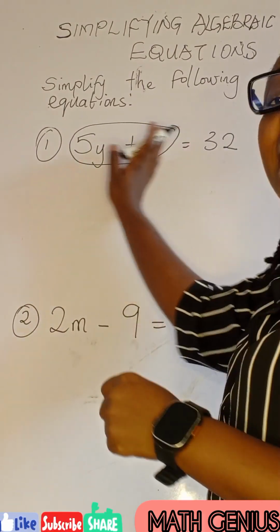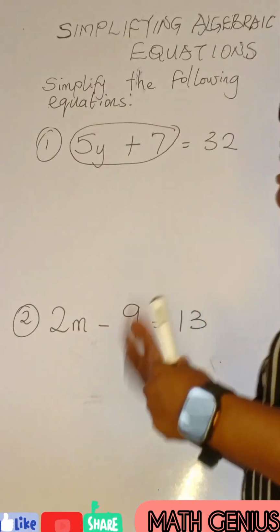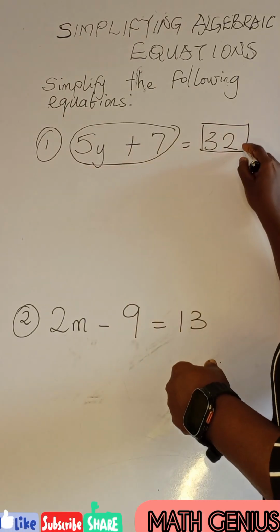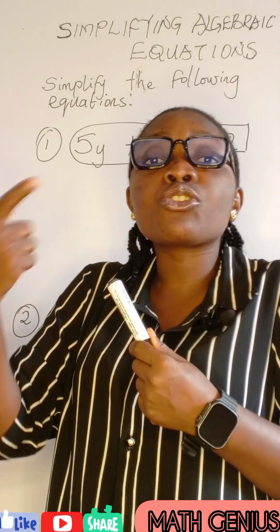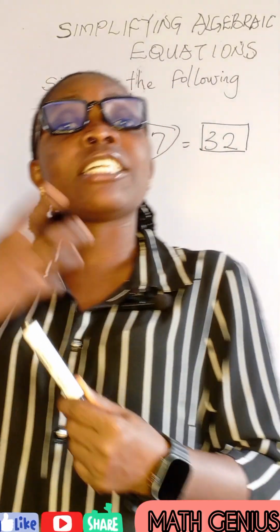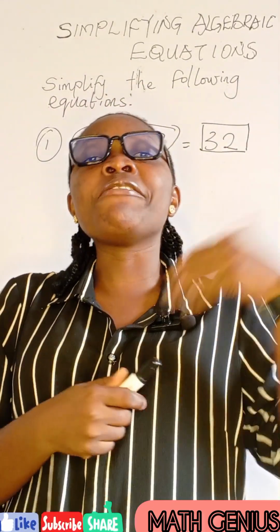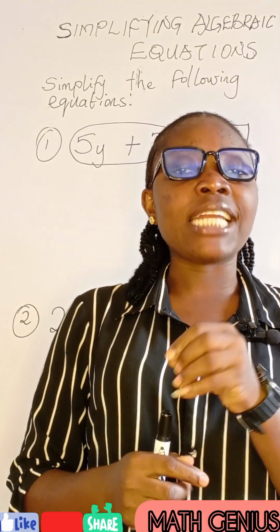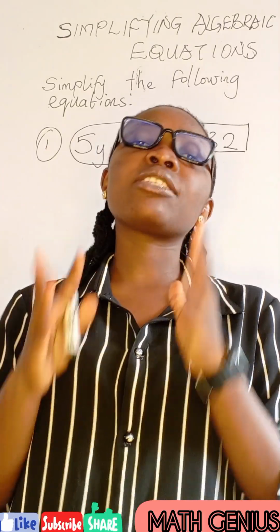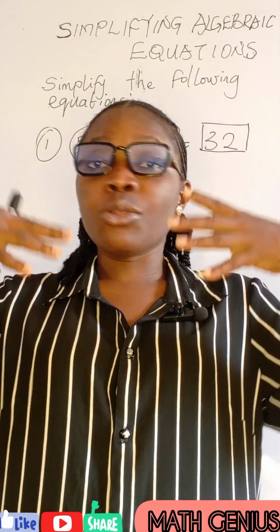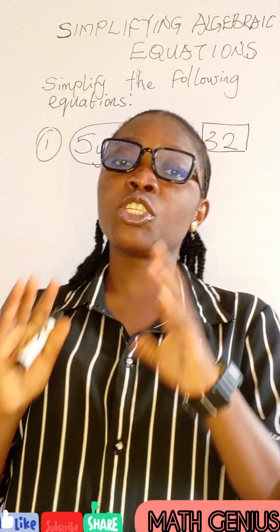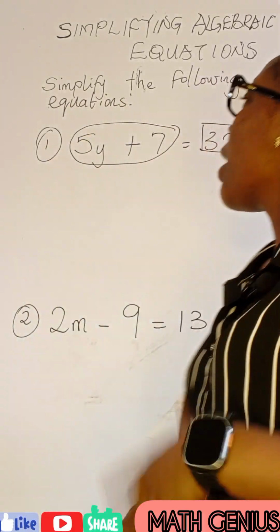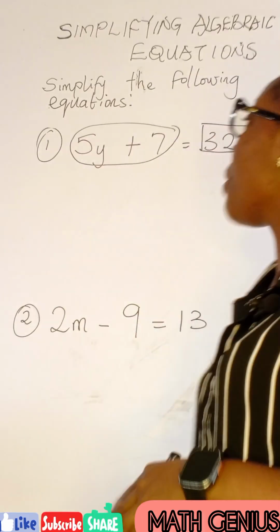5y plus 7 is the left hand side of this equation, and the right hand side is 32, the number after, or everything written after the equal to sign. Everything written after the equal to sign is on the right hand side, and everything written before the equal to sign is on the left hand side. That must be kept in a very good space of your mind, because that is going to help us as we proceed.